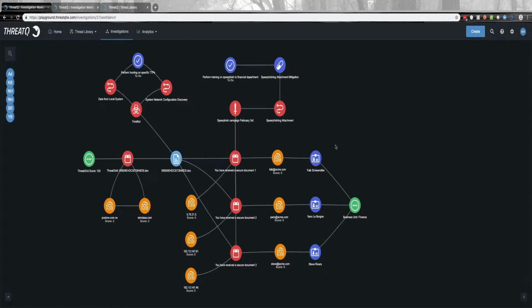has already been completed. But we'll step through the different parts and pieces of this investigation and why we think they're valuable and how this investigation was actually built out from the beginning. It is important to note that ThreatQ is not necessarily a detection tool.